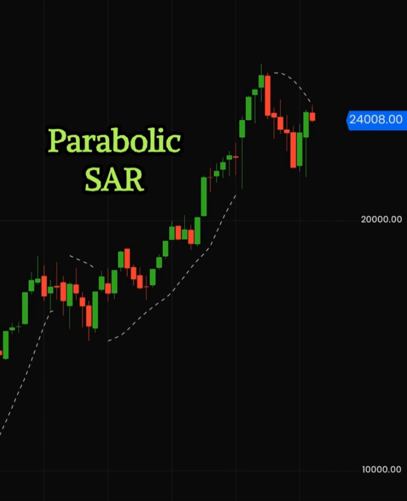Now, I see these terms mentioned: acceleration factor, extreme point, SAR itself. What are those? Right, those are the building blocks of the calculation. The acceleration factor, or AF, starts small, typically 0.02, and it increases incrementally each time the price hits a new high in an uptrend or a new low in a downtrend. But it has a cap, usually 0.20. So it accelerates as the trend confirms itself. Precisely. Then there's the extreme point, the EP. That's simply the highest high price reached during the current uptrend so far, or the lowest low price seen in the current downtrend, the most extreme price in the direction of the trend. Makes sense. And SAR? SAR is just the calculated value of the indicator itself for that specific day or period.